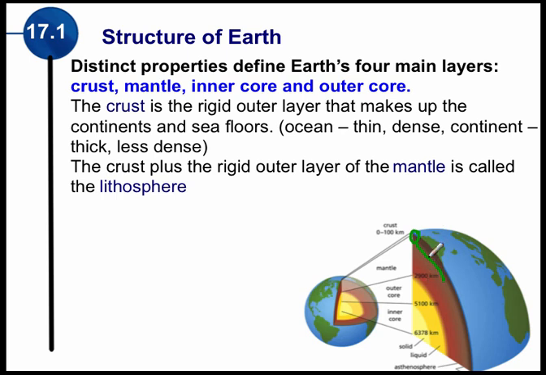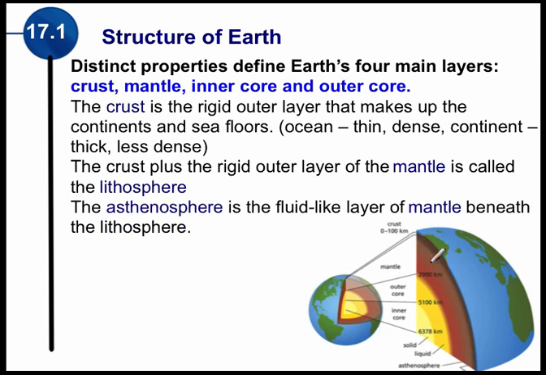As we go our way down into the mantle, this is where we get to the asthenosphere. And the asthenosphere is the area in the mantle down below the lithosphere, and it is this fluid-like mantle. It is still a solid, but it is almost like a melted plastic, where it's got this fluidity to it, and that's between the lithosphere and the core.